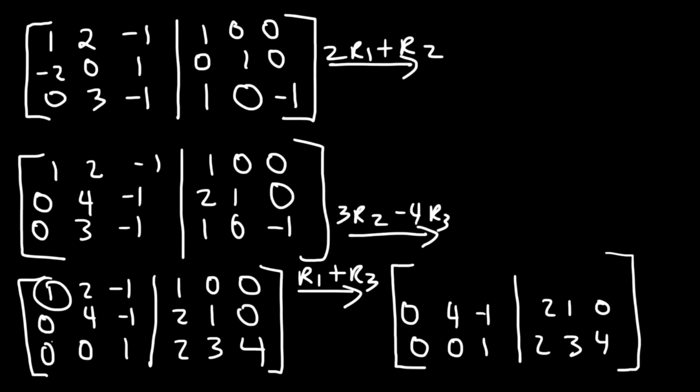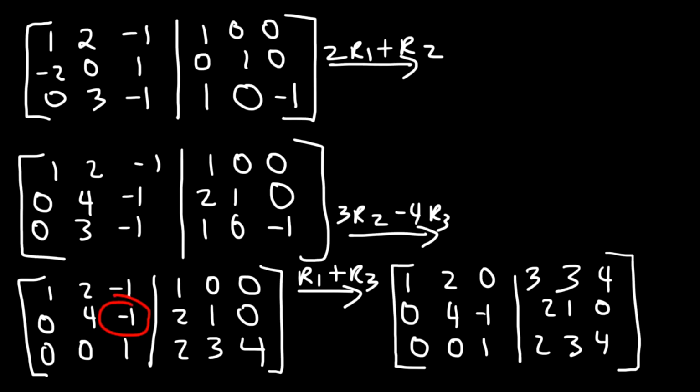So it's going to be 1 plus 0, which is 1. And then 2 plus 0, that's 2. Negative 1 plus 1 is 0. And then 1 plus 2 is 3. And then 0 plus 3 is 3. And 0 plus 4 is 4.